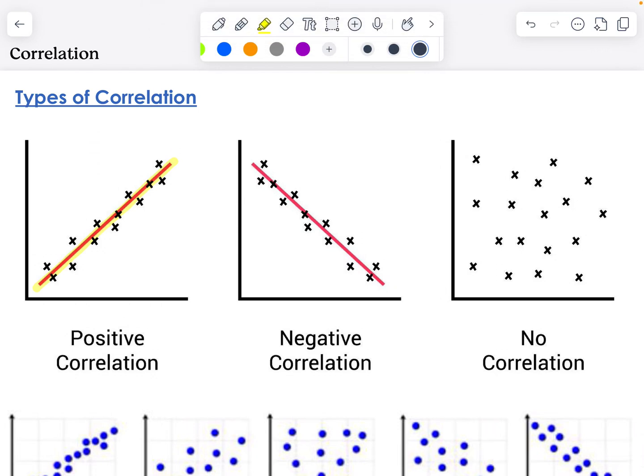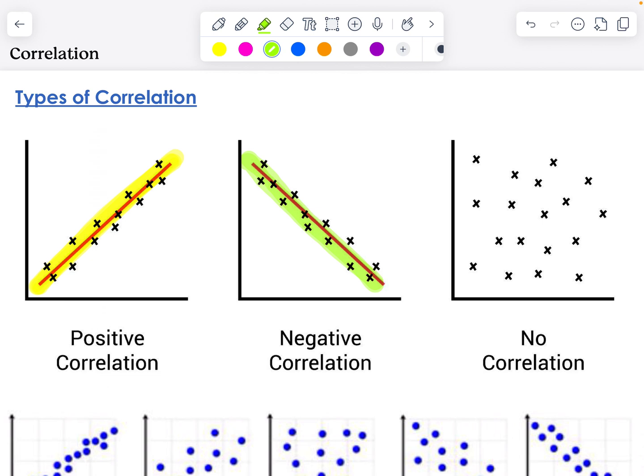Let's talk about correlation. There are three different types of correlation that we're going to talk about. A positive correlation looks like a positive slope, where when we're going from left to right, our slope is increasing, which means that as one variable increases, the other variable increases. Then we have a negative correlation, which means that as we're reading the graph from left to right, it is going in a downward direction. That's because as one variable is increasing, the other variable is decreasing.